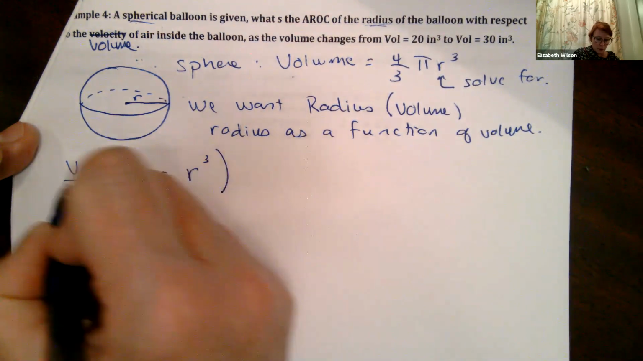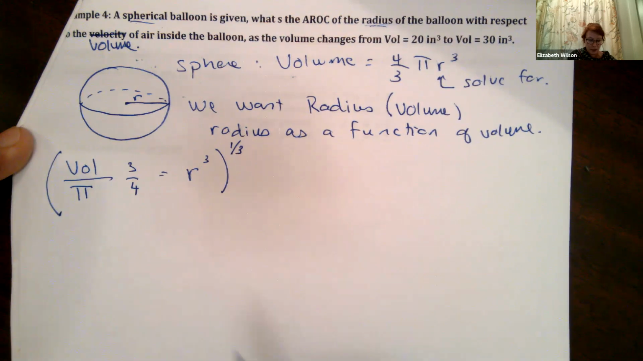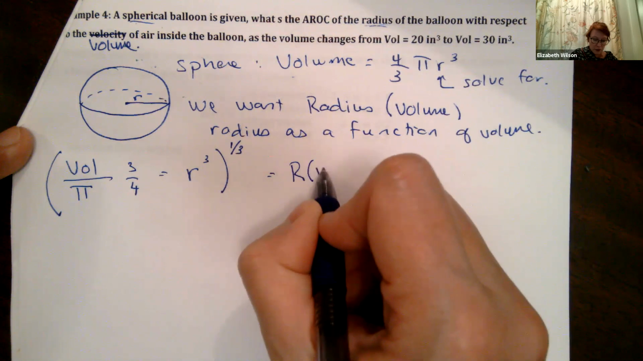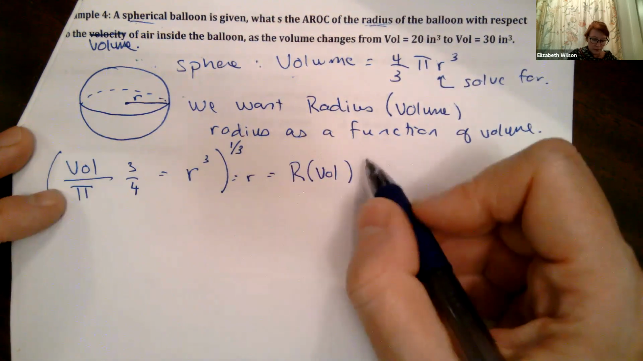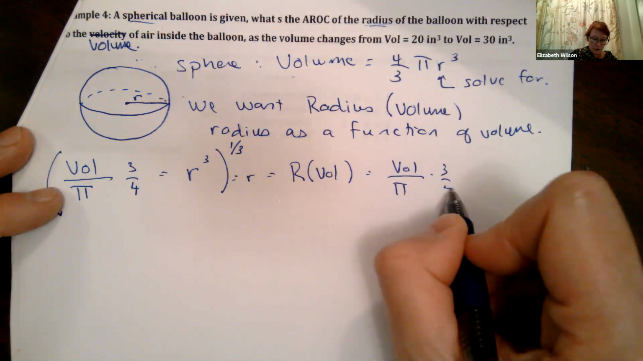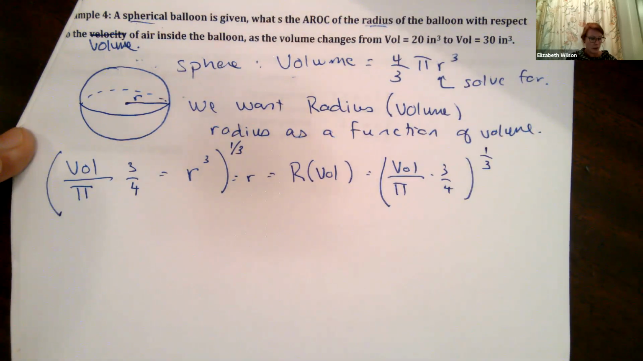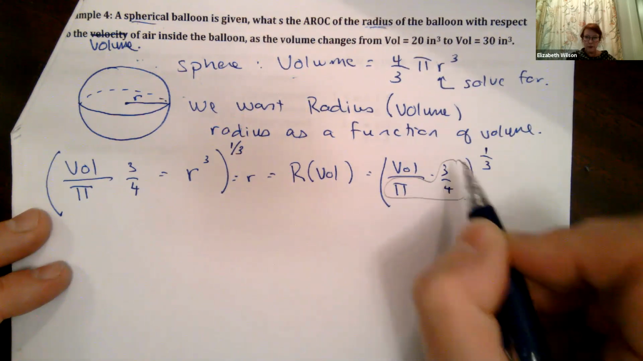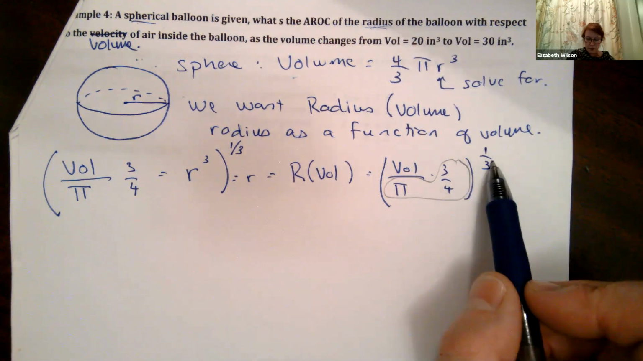And I have to take the cube root of it. I'm going to leave it as a fractional exponent. It's the same thing, but I'm going to take the cube root of it. So that means my radius as a function of volume is equal to volume over pi times 3/4 raised to the 1/3. Well, this thing here, 3/4 all over pi, is actually just a constant. Right? 3/4 over pi to the 1/3 is a constant.